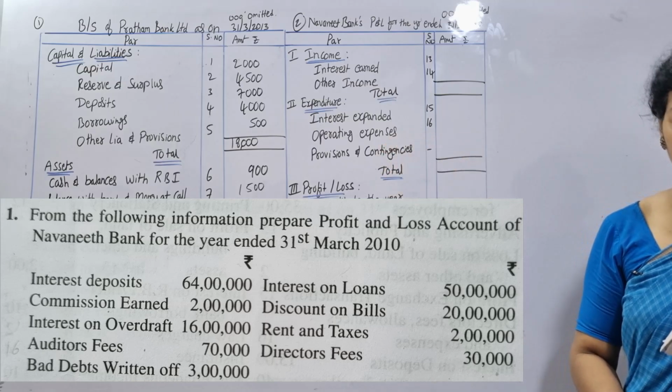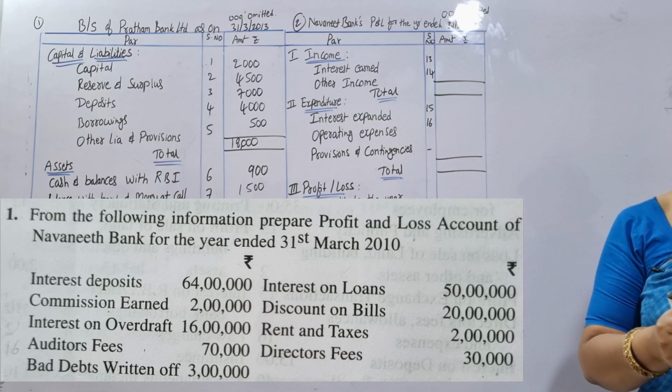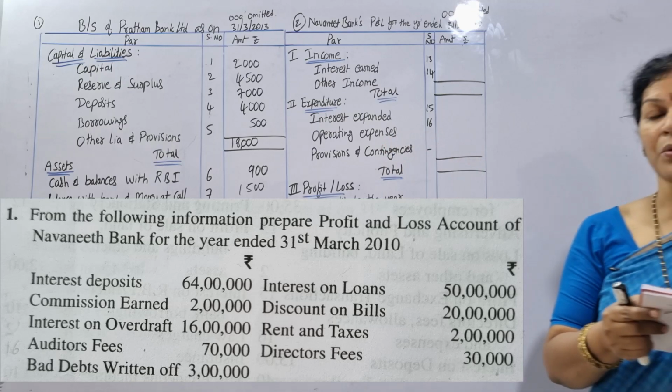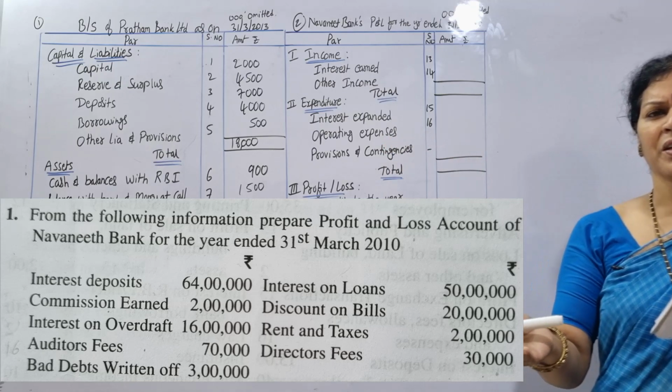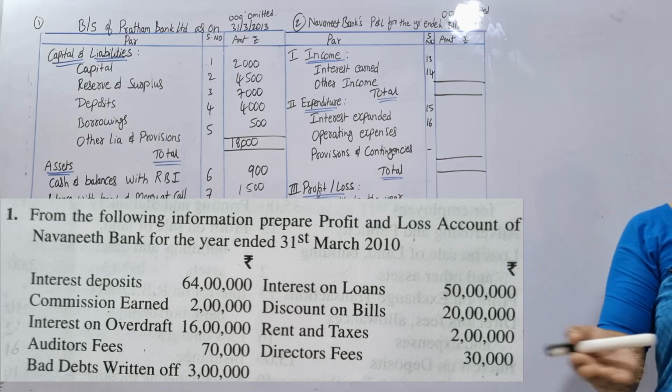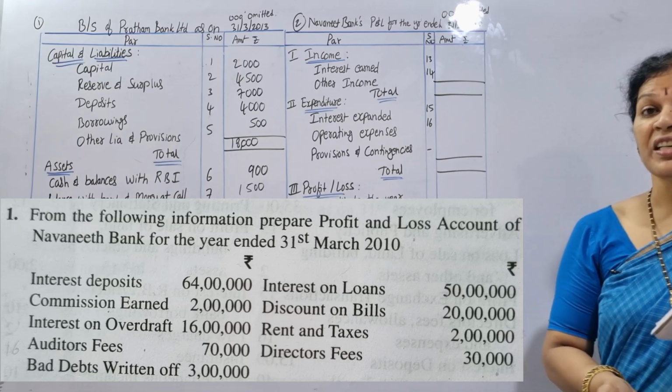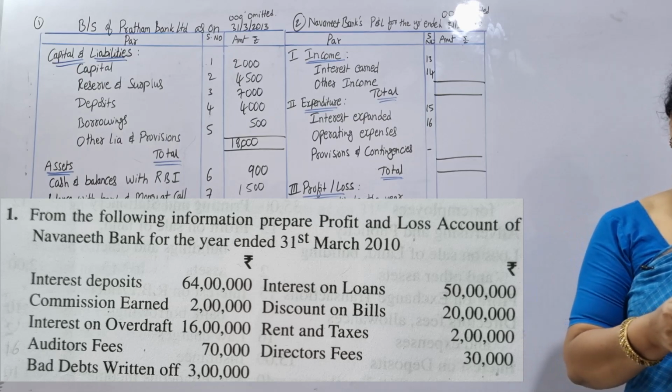Schedule number 16. Next, interest on loan. Bank has given a loan, and on that the bank is getting interest. So that is schedule number 13, interest earned.